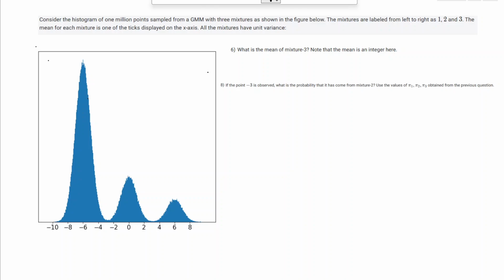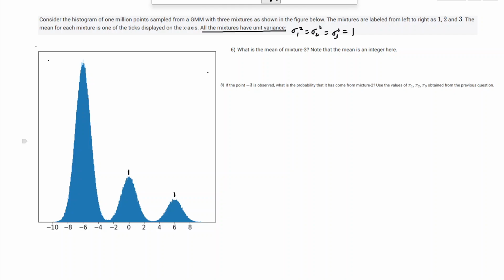So here the next question is, we have a GMM and we have plotted the frequency of the data, and from the frequency plot we can observe that there are essentially three mixtures, right? One being centered at somewhere around -6, the other one being centered at 0, and the other one being centered at 6, right? And it's already given that all the mixtures have unit variance, which means sigma 1 square, sigma 2 square, sigma 3 square, all of them are 1, right? So first question is, what is the mean of mixture 3, right?